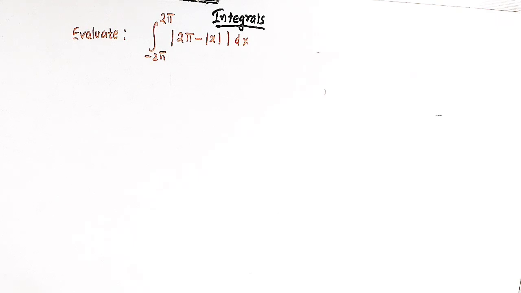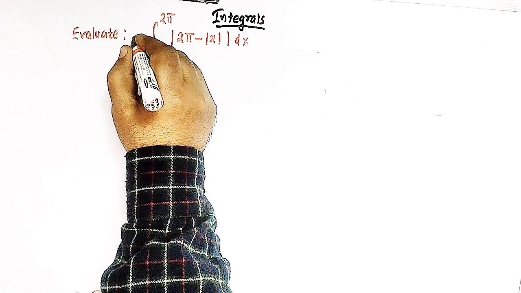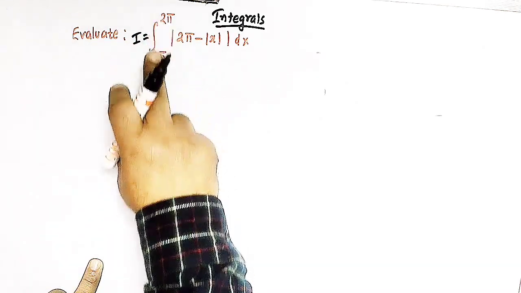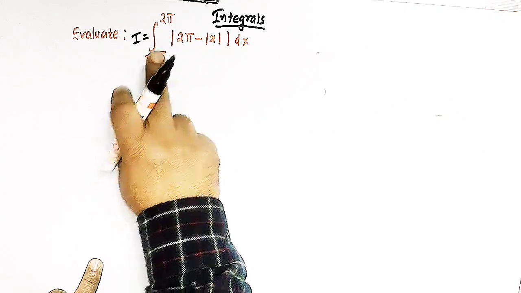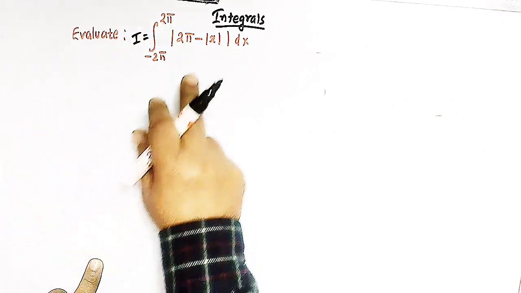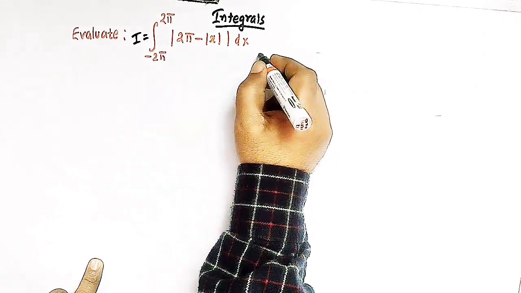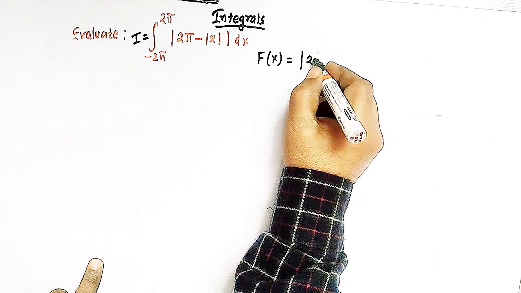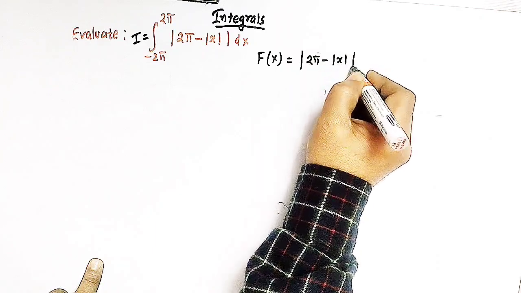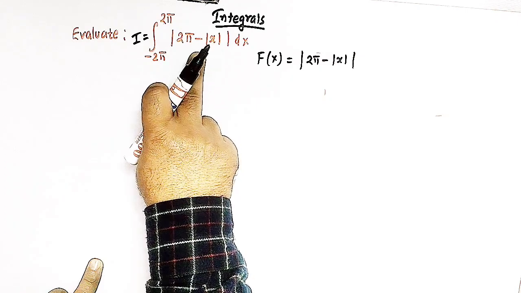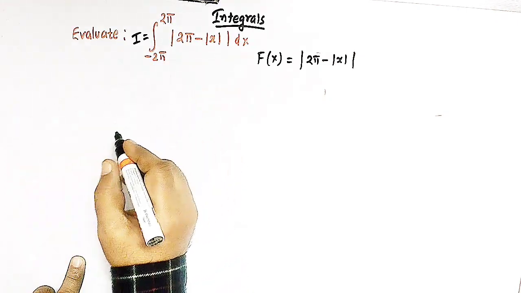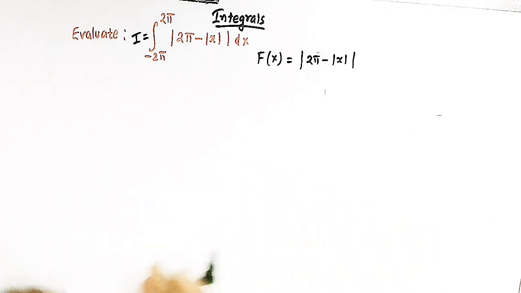So let us start, and let us first call this integral as I, right? Now see here the limits of integration are from minus 2 pi to 2 pi, right? And the integrand is say f of x, and it is mod of 2 pi minus mod of x, right? So here first of all we'll make use of an important property of definite integrals, which connects the concept of even functions, right?